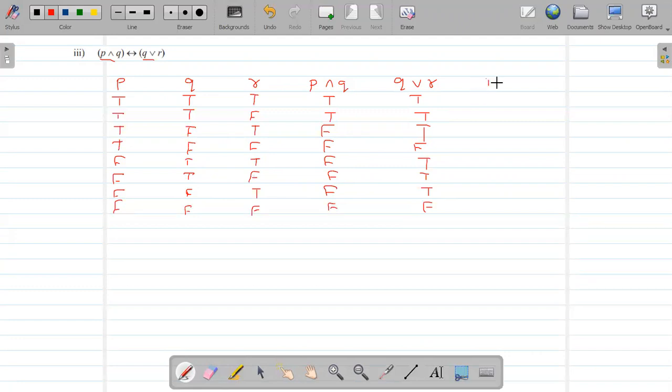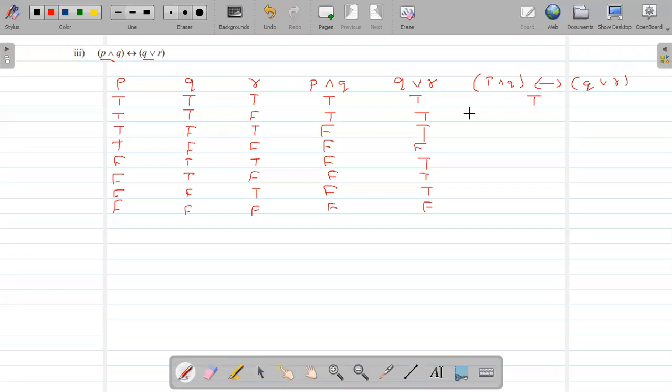The final step will be like this: P and Q double implies, the biconditional. Q implies R. Okay, now for the biconditional or double implies, how is it supposed to work? If both conditions are the same, either both true or both false, then only it is true. Otherwise, it is false. Right, now tell me: true, true?